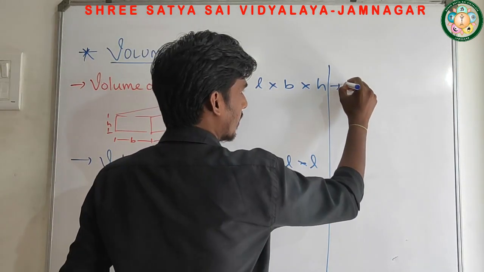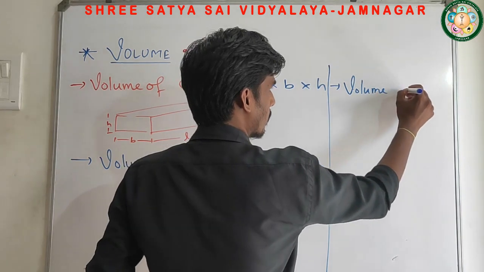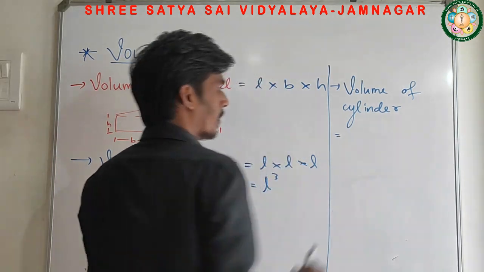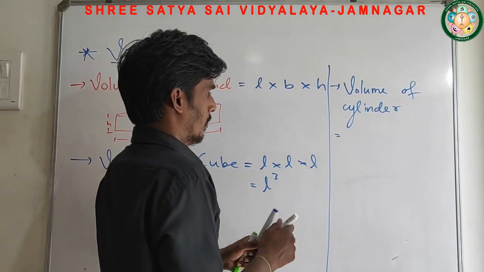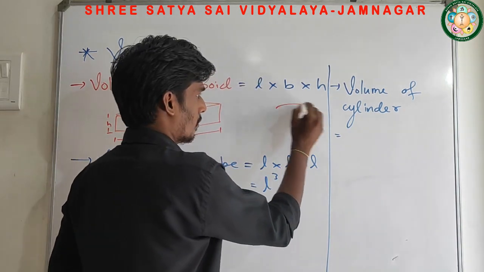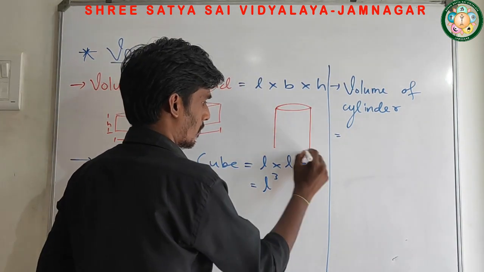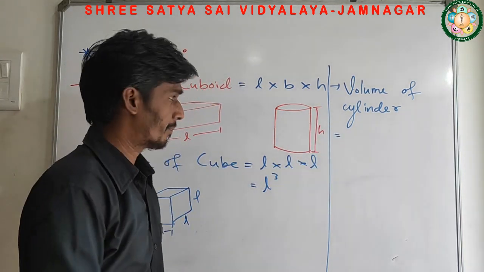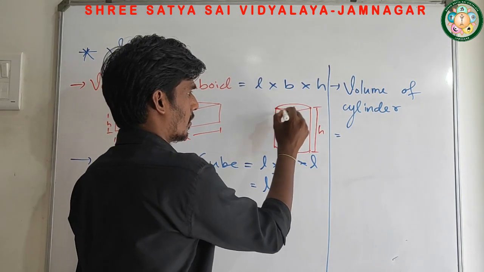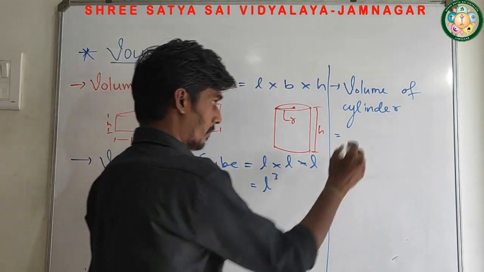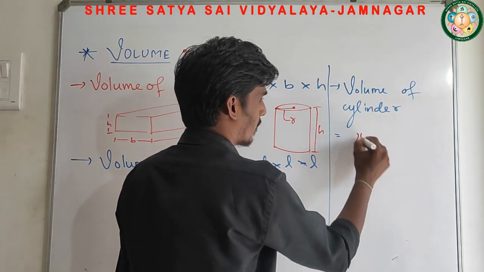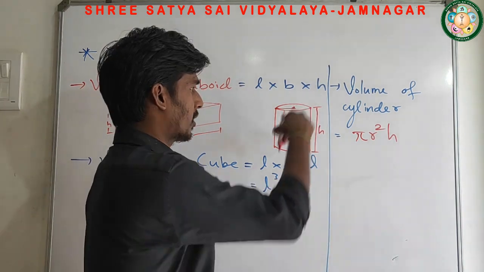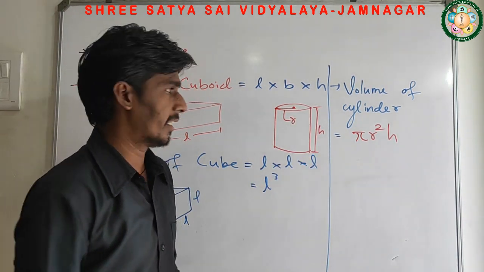Volume of cylinder. As we know, this is a cylinder. Now this is its height, and this is its radius. The formula to find the volume of a cylinder is pi r square h. By using pi r square h, it is possible to find the volume of this cylinder.